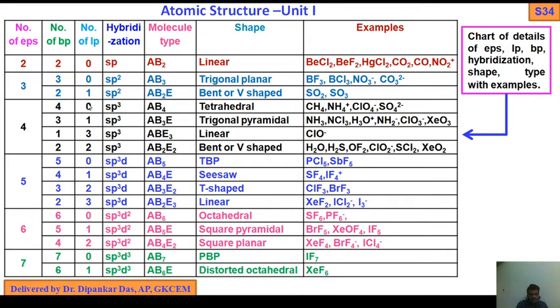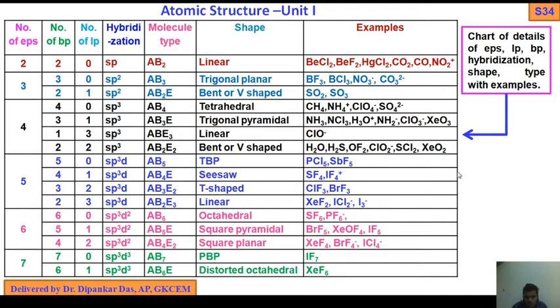In case of 4, there are 4 possibilities. 4 0, sp3, AB4, tetrahedral, CH4, NH4 plus. 3 1, that is lone pair becomes 1, hybridization the same, AB3E type, trigonal pyramidal, NH3 ammonia, pyramidal structure, NCl3, H3O positive, etc. 1 3, if 1 bond pair and 3 lone pairs, sp3, ABE3, linear structure, ClO minus, 7 plus 1 by 2, that is 4 EPs. 2 BPs, 2 lone pairs, sp3, AB2E2, bent or V shape: water, H2S, OF2, ClO2 minus.